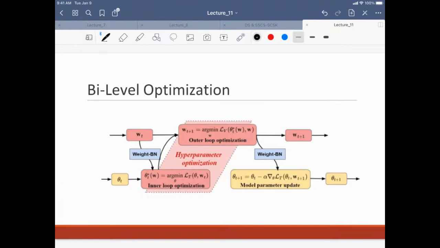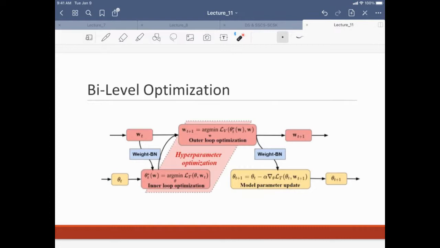So how do you solve bi-level optimization? Let's take the reweighting scenario. Over here, we have the outer problem, where you are doing argmin over w of Lv of theta star of w, comma w. This is a function of w. And the inner optimization problem is where you are solving theta star to be the argmin for a given w. So this is the outer loop and this is the inner loop.